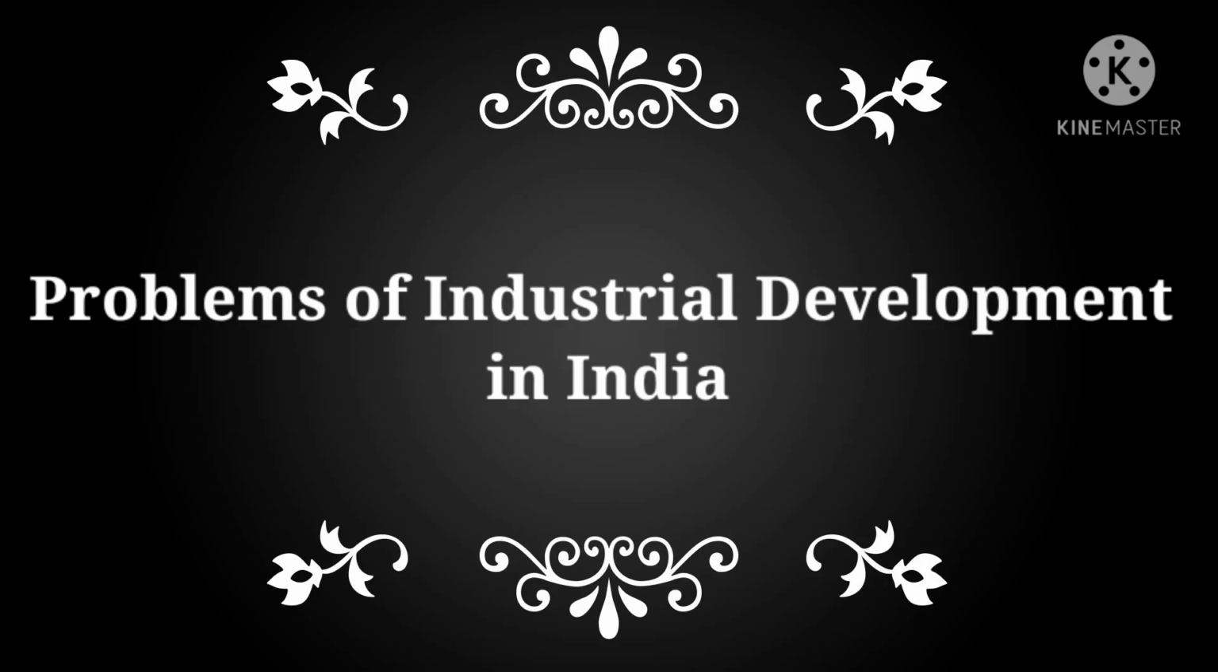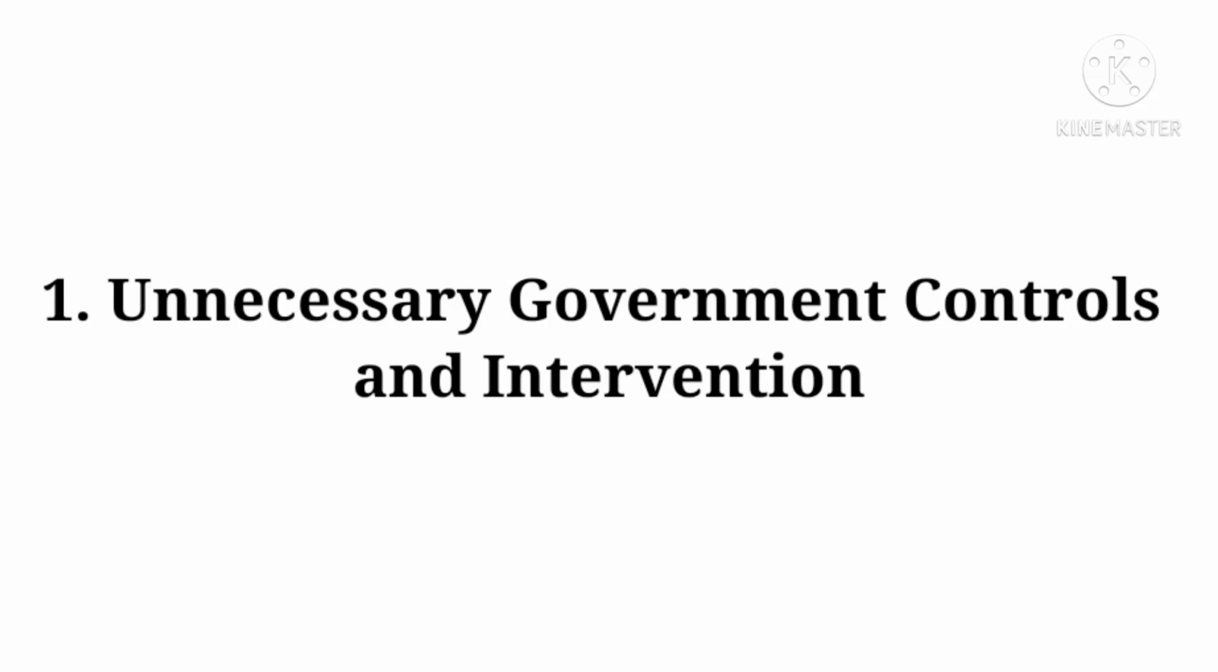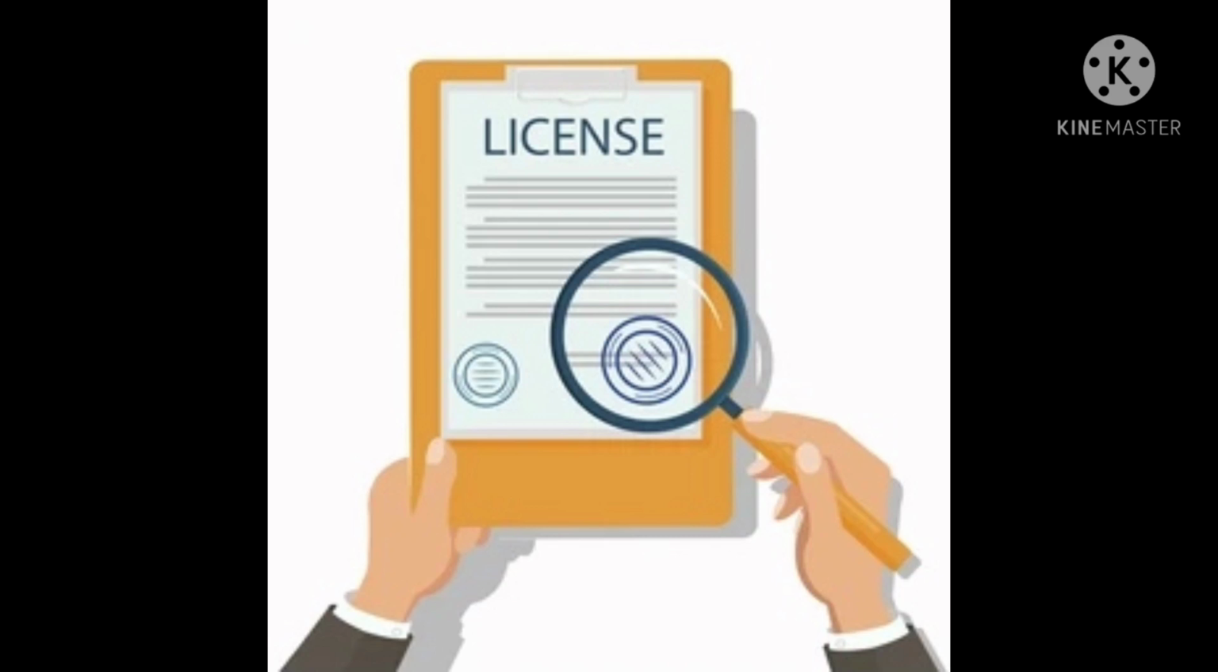In part 2 of the video on industrial development in India and foreign trade under the time period 1947 to 1990. Now the very first problem of the Indian industries which was faced during the period 1951 to 1990 was unnecessary government controls and intervention. Government had imposed several types of controls such as industrial licensing, price control, restrictions on investment, etc. on the private sector in the Indian economy, because of which the private sector could not grow and develop. This hampered the growth of trade and industry in India.